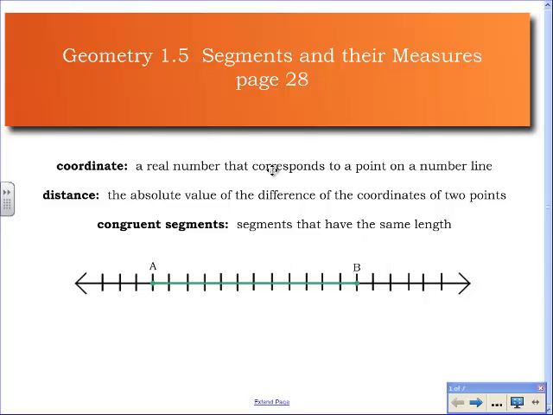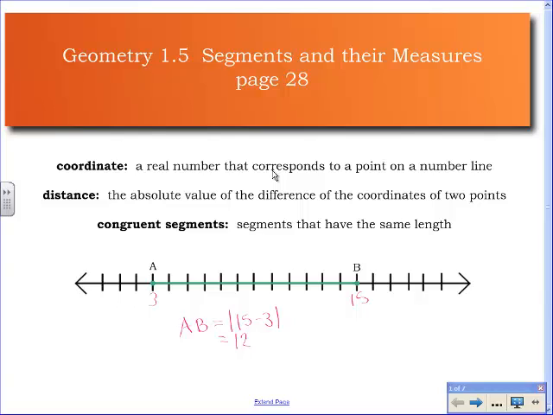So here I have a number line, and on that number line I plotted segment AB, endpoints A and B. The coordinate of point A is 3, and the coordinate of point B is 15. So if I want to find the distance between those two endpoints, or the length of the segment, I just have to use the absolute value of the difference of those coordinates. So to find the distance between these two, I can just take 15 and subtract 3, and I get 12. Now in this case, the absolute value is not really necessary because the absolute value of 12 is just 12.